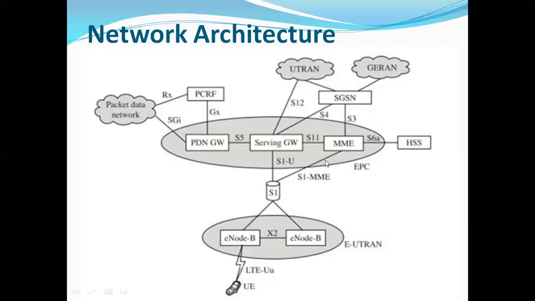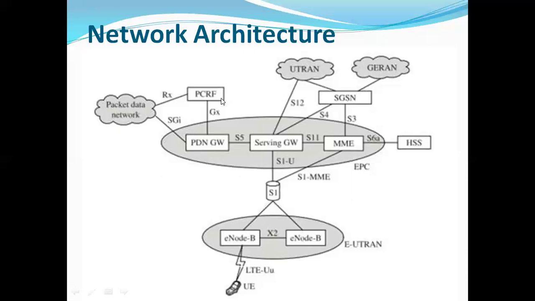The next component is the X2 interface. The X2 interface is the interface between eNode Bs. It always exists between eNode Bs that need to communicate with each other, for example, for support of handover. It consists of two parts, that is X2-C and X2-U. X2-C is the control plane interface between eNode Bs. The other is the user plane interface between eNode Bs.